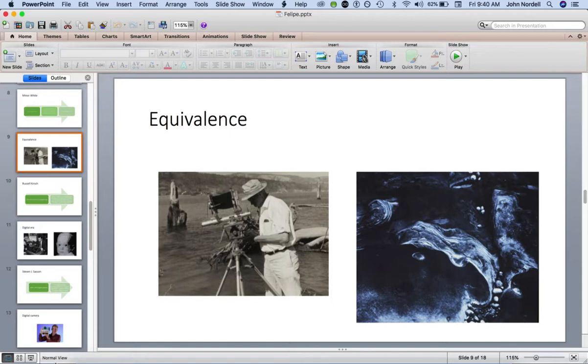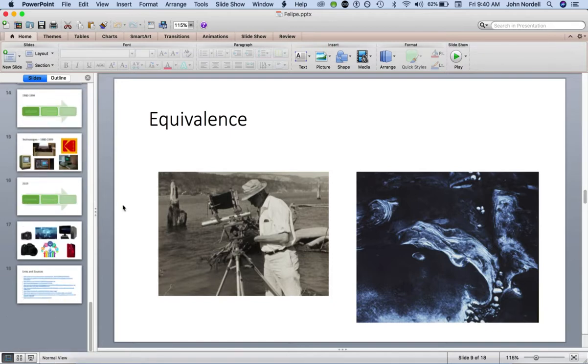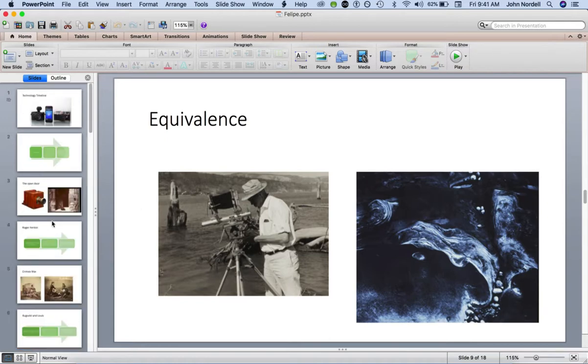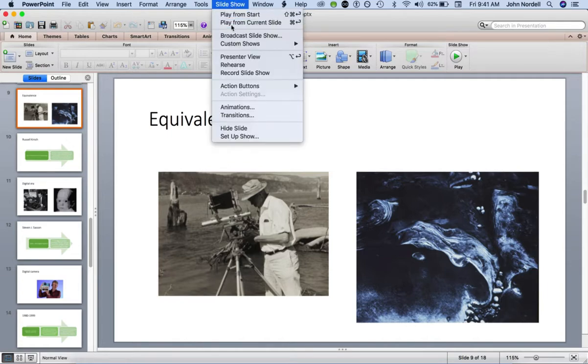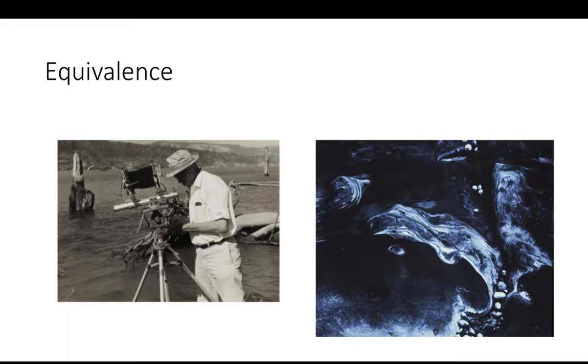I think this might be an easier way to do it. So say I have my PowerPoint and this slide right here is selected. I go play from current slide. Now if I bring my cursor over here, I want to click here so my cursor is hidden.